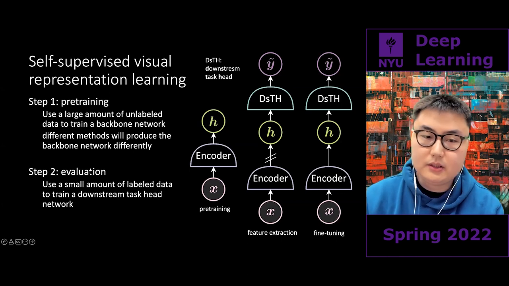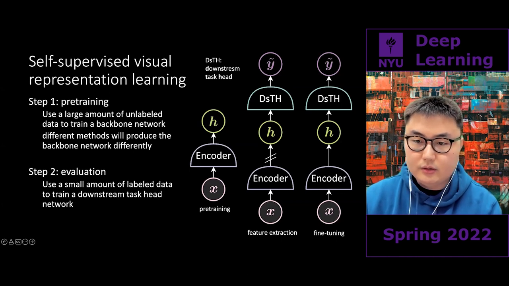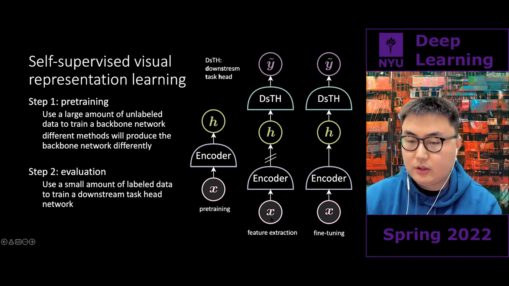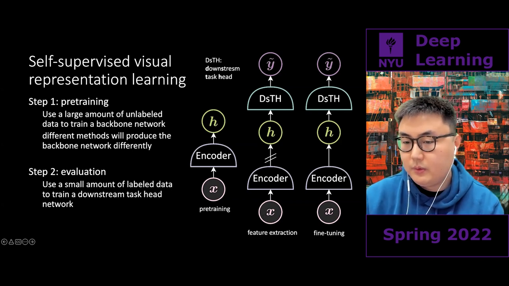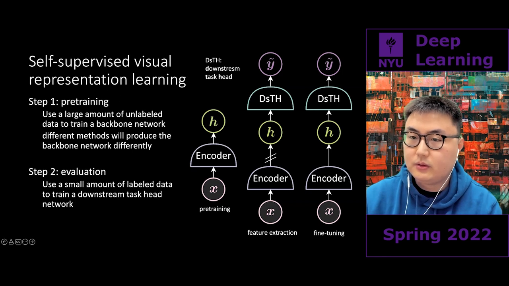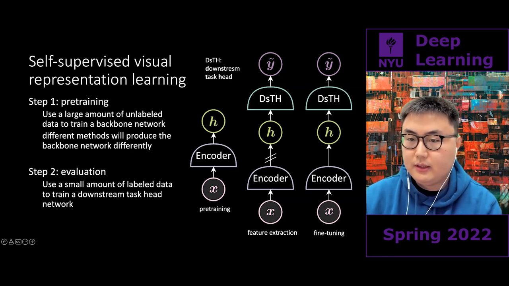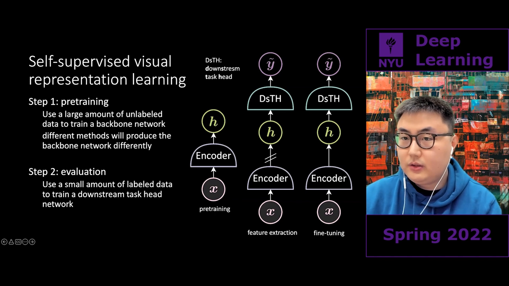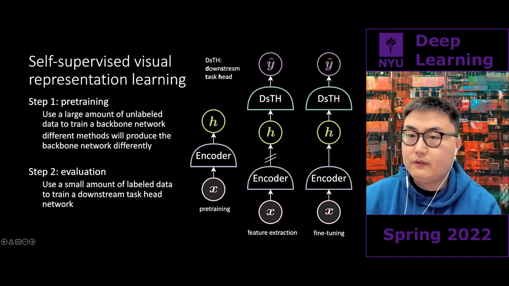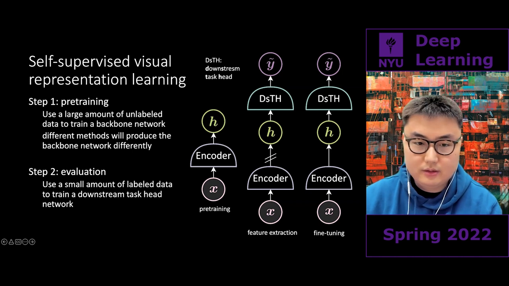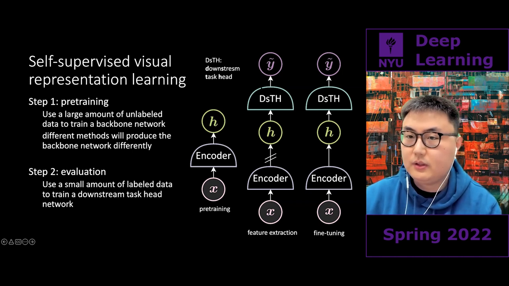Then the second step is the evaluation. Here you can use a small amount of labeled data to train a downstream task head network. There are two ways you can do it. One way, we call feature extraction. You get the image, you go through the encoder, you generate a representation. Then you use the representation to train a downstream task head. To give you an example, if you have the encoder, you can make all the images become vectors. Then you can attach a reinforcement learning head on top of it, so then you can just do reinforcement learning on the representation space instead of image space.